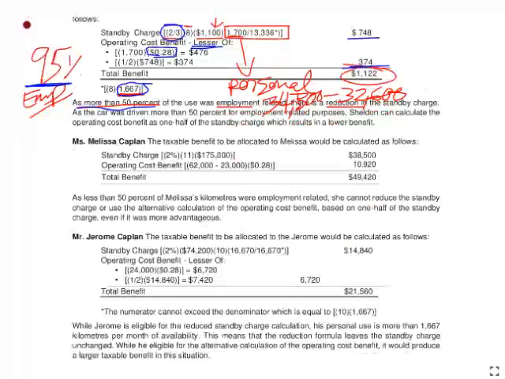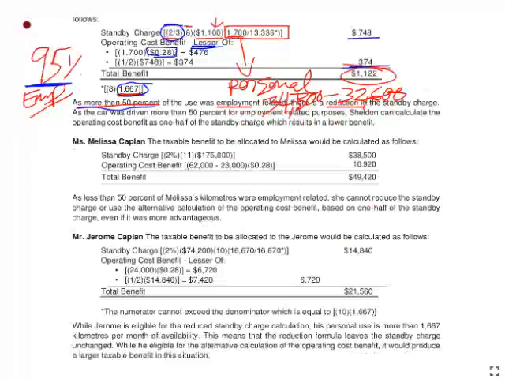If we look at the next one, you guys can work through these other questions. We've got a couple other scenarios. With Melissa Kaplan, this is an owned vehicle. So now we're doing 2% times the months times the total cost of the vehicle.